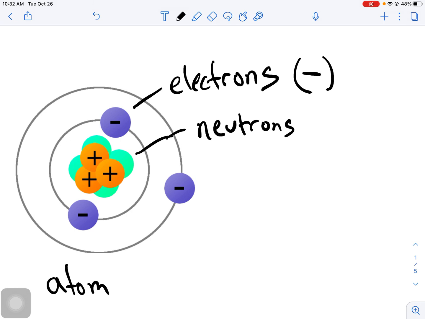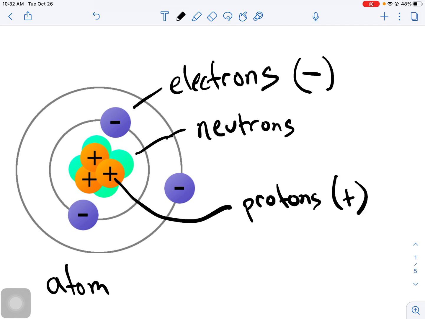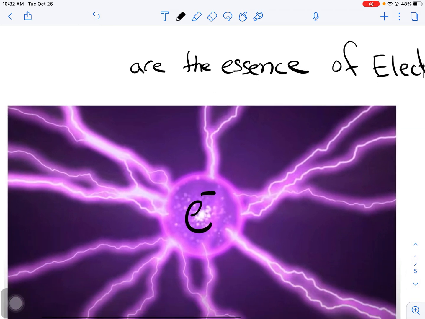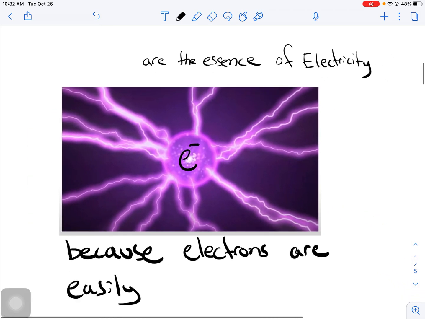They don't have any charge. And then we also have protons. And protons are positively charged. Now, charge is this fundamental nature of matter that results in electricity. So I like to think about electrons a lot because electrons are the essence of electricity.